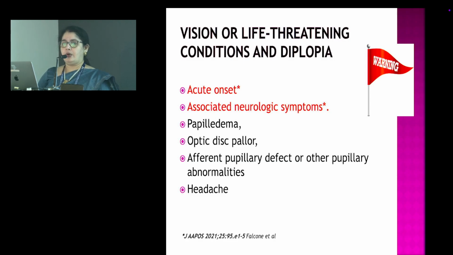And we can add on to this list papilledema, disc pallor, an afferent pupillary defect or other pupillary abnormalities, headache. They are all red flag signs. I mean, diplopia itself is a red flag. These make it more bright.